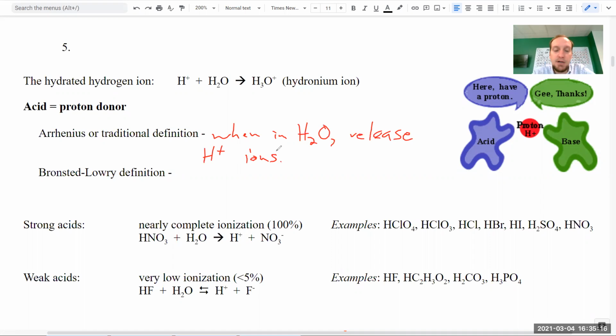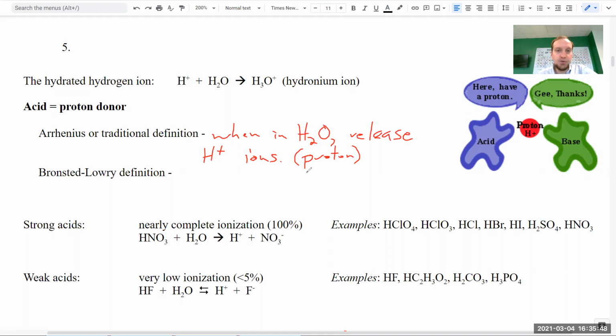Now, remember, a hydrogen is basically a single proton and a single electron, right? There's no neutrons, it's just one proton, one electron. So if it has a positive charge, it has no electrons at all. So an H plus ion is in effect a proton. It's just another way of saying that. But basically, if an acid is put into water and it releases H plus ions or protons, then by the Arrhenius definition, that is an acid.